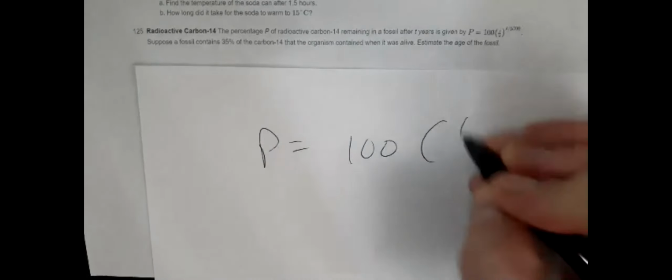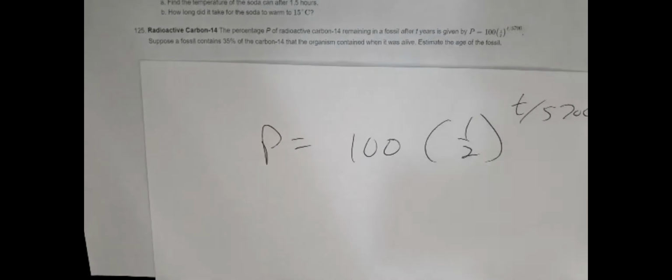All right, so let's look at the last thing we have on here, radioactive carbon-14. This is that carbon dating we did before. Percentage of carbon-14 remains after t years is this thing. This one is a lot prettier. Let's do this one, t over 5,700.